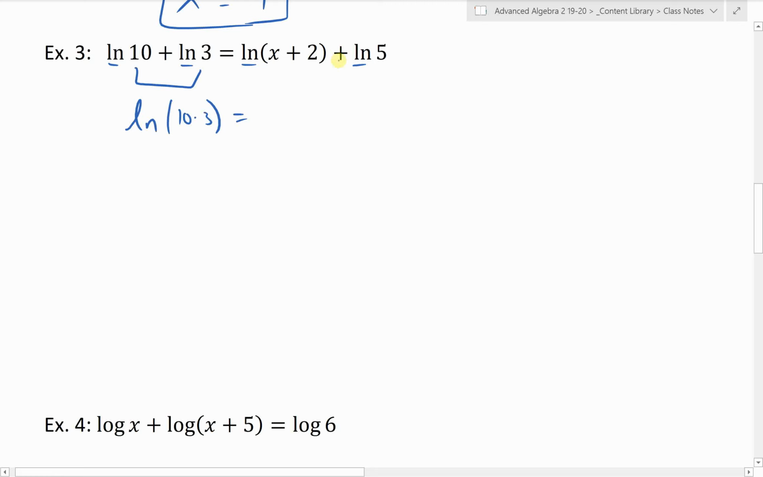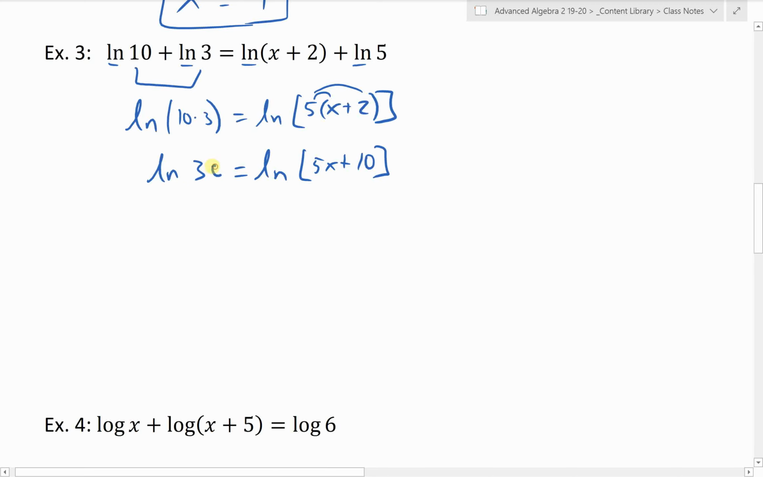On the right side, again, I have two logs being added, so I can use the product rule. But be careful here, it's x plus 2 times 5. I'm going to write it this way to be a little clearer maybe. So that right side would become natural log of 5 times x plus 2. From there I could distribute inside of that right logarithm. So I'd have the natural log of 5x plus 10. On the left side, 3 times 10 is 30.